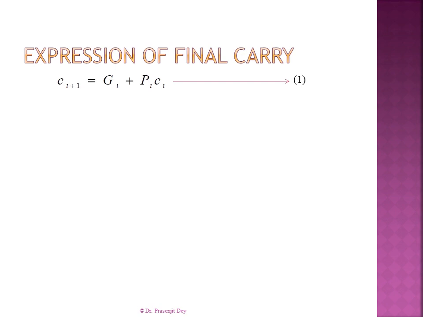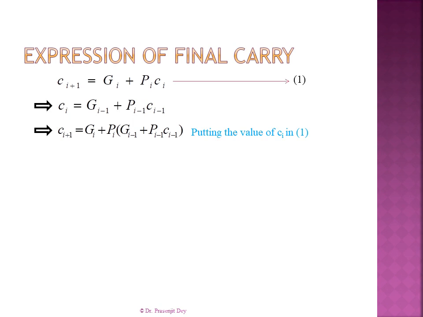Now in a similar fashion we can get the expression for the previous carry: Ci equals Gi minus 1 plus Pi minus 1 dot Ci minus 1. Now if we put this expression of Ci into equation 1, then we will get the expression like this. Here we have replaced Ci with the value of Gi minus 1 plus Pi minus 1 dot Ci minus 1.